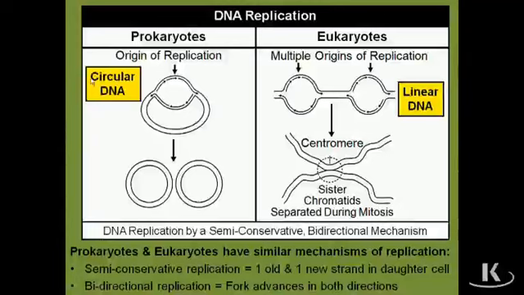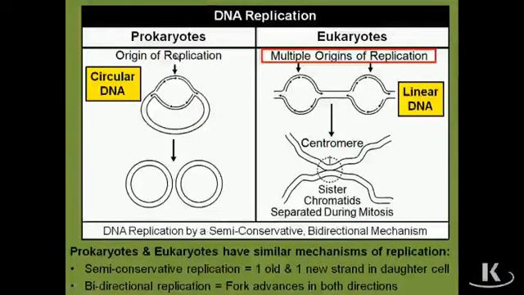In prokaryotes, the DNA is circular in structure. It's circular, whereas in eukaryotes, it's linear. As a matter of fact, you know that in eukaryotes, we sort of divide our DNA into chromosomes. So each of the chromosomes is a linear structure. They're not a circular structure of DNA. They're linear structures of DNA.